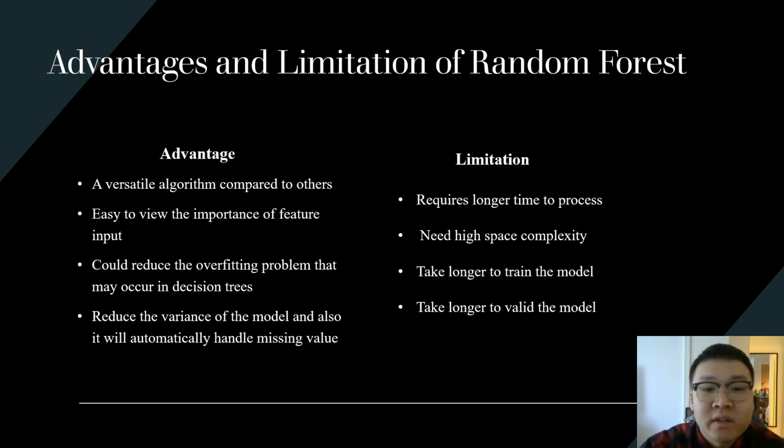Now let's come to the advantages and the limitations of random forest. The advantage of random forest is that it's a fast algorithm compared to the others. It is easy to view the importance of feature inputs, it can also reduce overfitting problems that may occur in decision trees. It can also reduce the variance of the models, and it will automatically handle missing values. There are also limitations for random forest. It requires longer time to process. It needs high space capacity. Also, it takes longer time to train the model, and longer time to validate the model too.